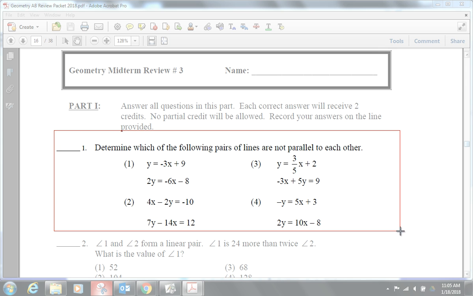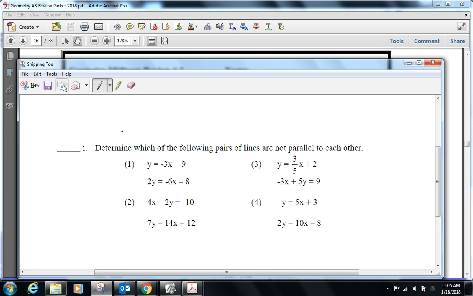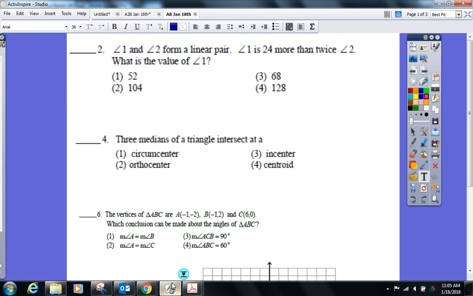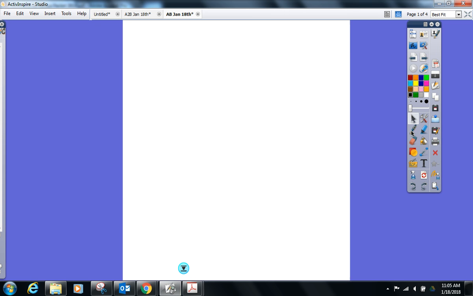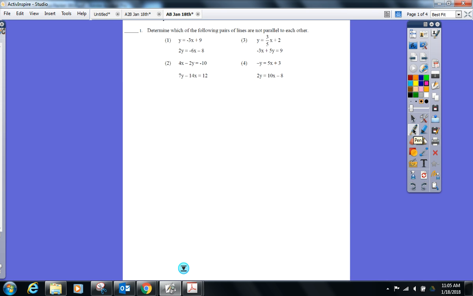Okay, everyone take a look at number 1. Got it right, got it wrong. Which one of the following lines are not parallel to each other? First of all, let's talk about what parallel means. What do I know about the slopes of 2 parallel lines? They are equal to each other. So I am looking for the choice where the slopes of the 2 lines are not equal to each other.